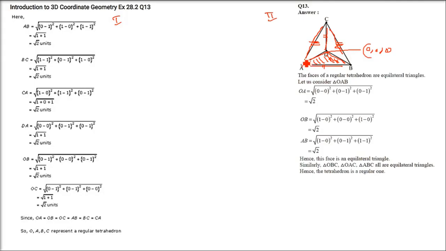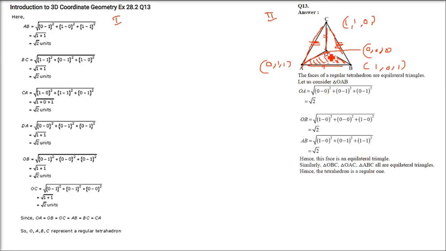The other one is, you take all the edges I told you. Let me point out the points. A is 1, 0, 0, B is given as 1, 0, 1, C was of course 1, 1, 0. So OA, OB, OC is one of the methods, because the faces of a regular tetrahedron are equilateral triangles. This is one of the conditions.